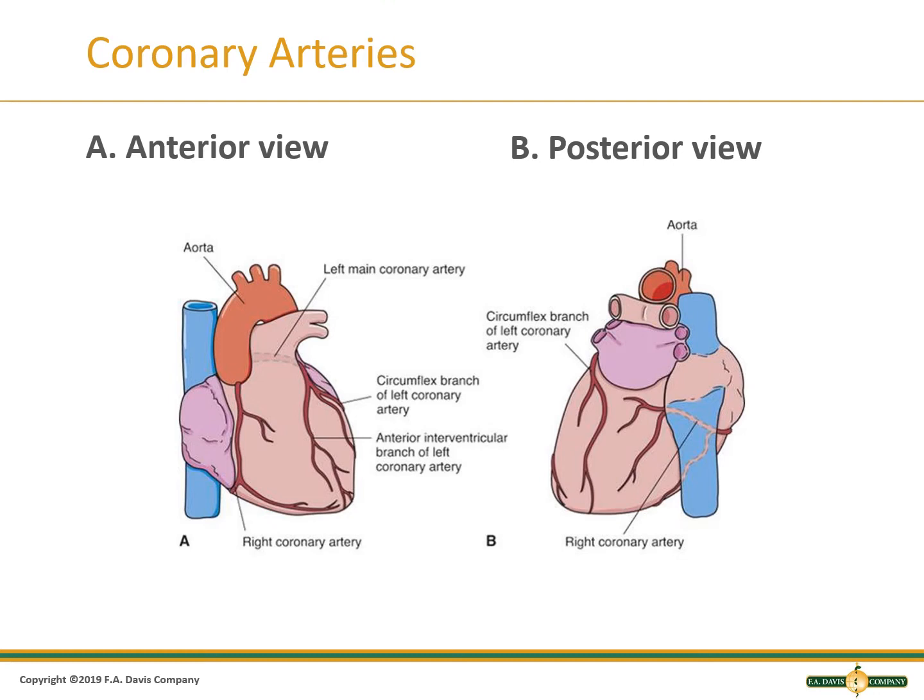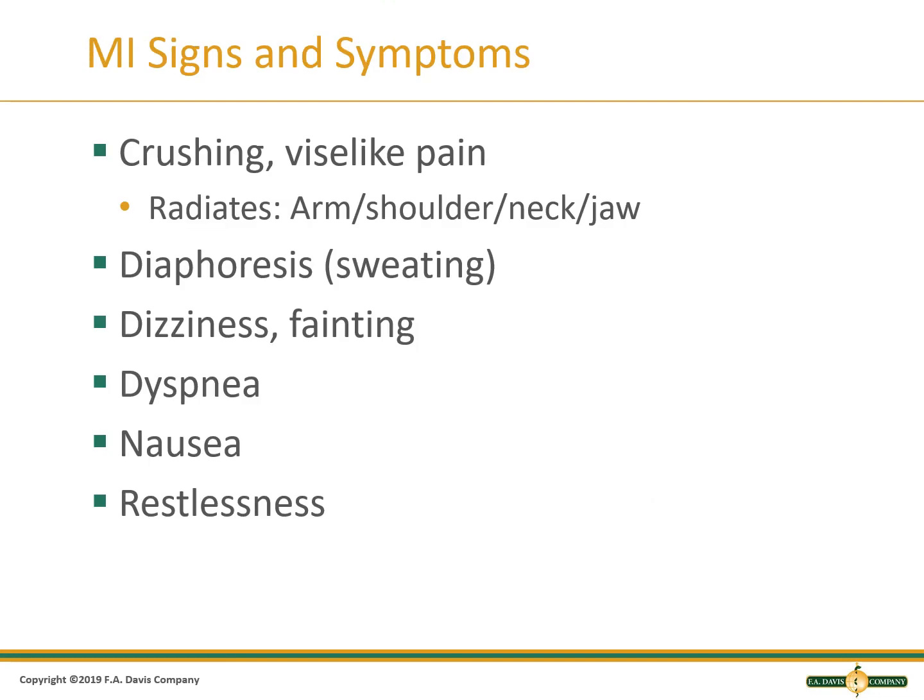Right coronary artery supplies the heart's inferior walls and parts of AV node and SA node. Left circumflex coronary artery supplies the heart's lateral wall and part of the posterior wall. So what are the signs and symptoms of MI?